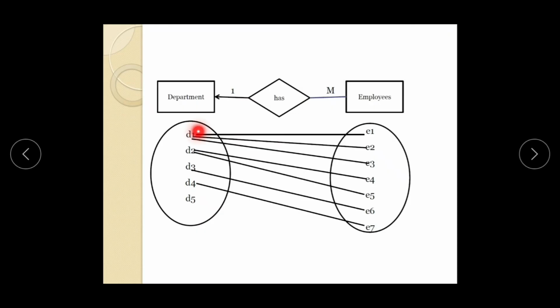Clear? So a department can have many employees, and in reverse order, each employee will be a part of only a single department. E1 is a part of department D1, E2 is also a part of D1, E3 is a part of D1. E1 is not present in many departments; he is only present in D1. E1 is not present in D2, D3, D4, D5. All these employees are present only in a single department, not in many departments. So this is the cardinality ratio one to many.